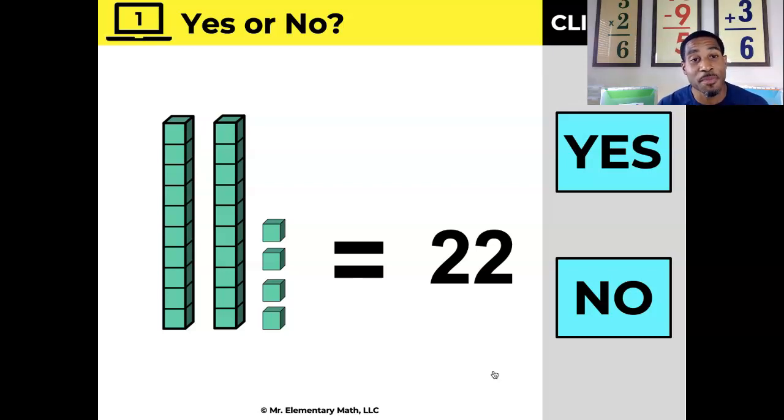So you just pick Sheila. She selects whether those base 10 images are equal to the number 22. And once Sheila gives her answer, you ask her why. So make sure they explain their answer as they're going through this.